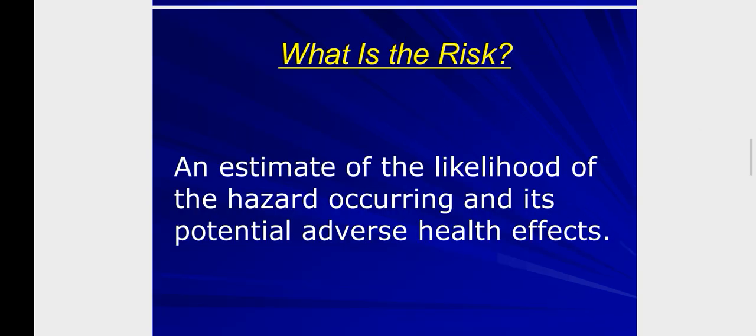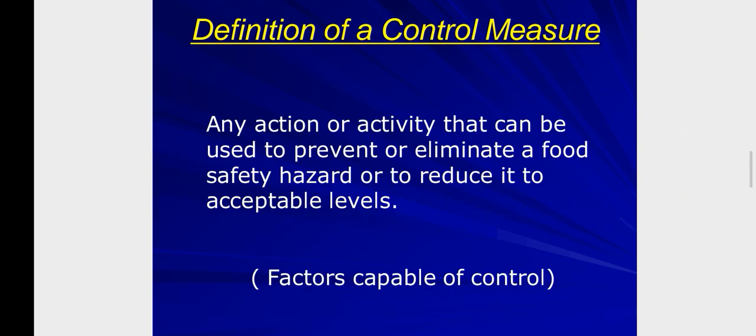Then we are going to study what is risk. Risk is an estimate of likelihood of the hazard occurring and its potential adverse effect. Risk is the likelihood of hazard occurring. Then we are going to define control measures. Control measures are any action or activities that can be used to prevent or eliminate a food safety hazard or to reduce it to an acceptable level.